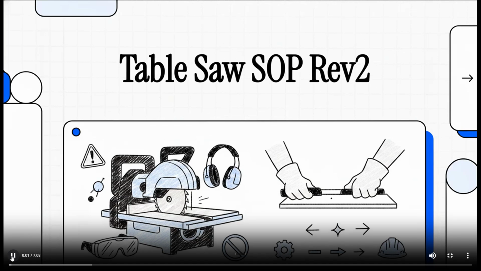Table saws, they are often the absolute heartbeat of a busy site, right? They're essential, they're powerful, and honestly, they are completely unforgiving. Welcome to this explainer on the updated table saw standard operating procedure, where we're going to walk through the mandatory safety standards expected of every single operator. Safe operation actually starts before you even step foot in the workshop, so let's get focused.